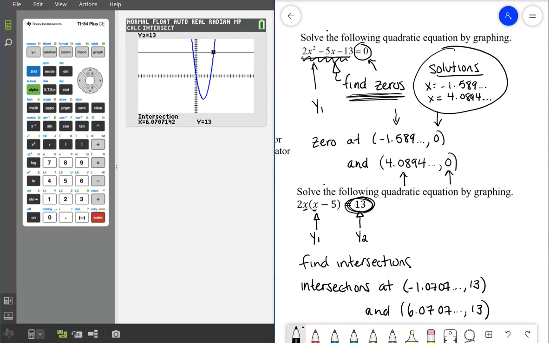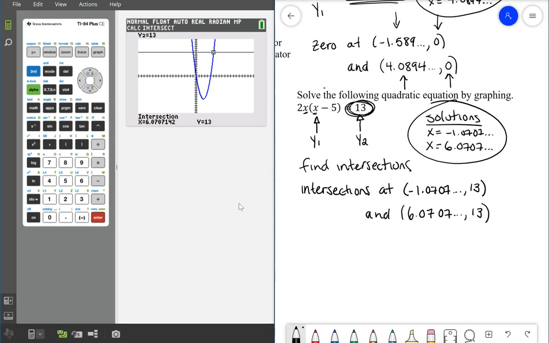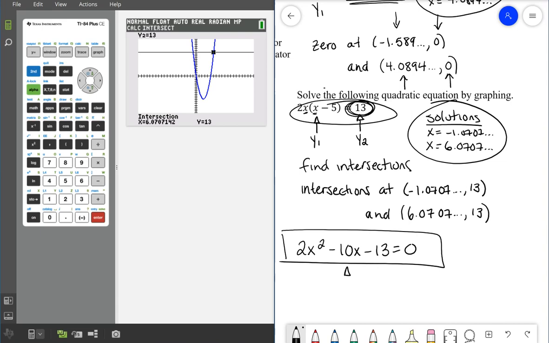So my solutions are x equals negative 1.0707 and positive 6.0707. Just to reiterate this, if I was to expand this equation, so I expand the 2x, I get 2x squared minus 10x, and then I subtract the 13 over, and I get that equal to 0. You could also graph this. You could put this into y1 and find the zeros, and what we would find is that the zeros are at the exact same x value locations. The only difference is that the y value would now be equal to 0. But again, like I said before, the y values don't really matter.